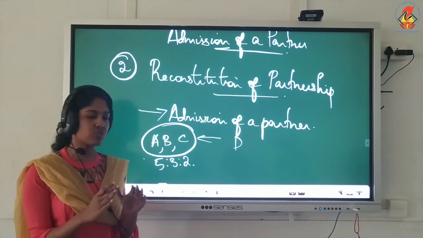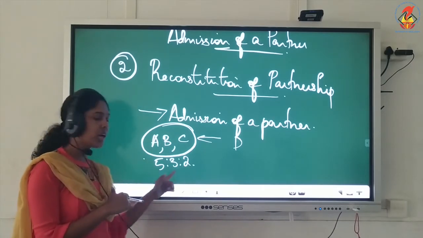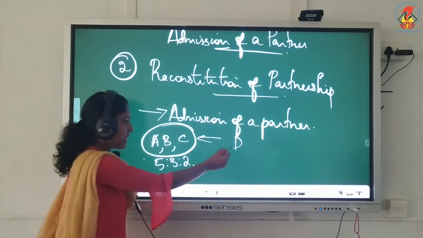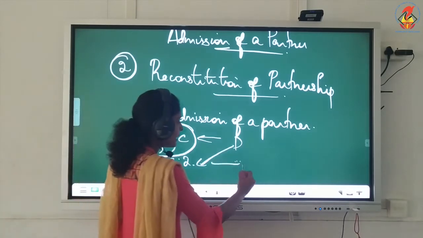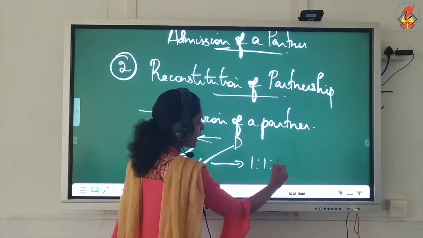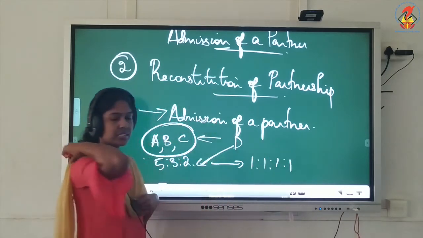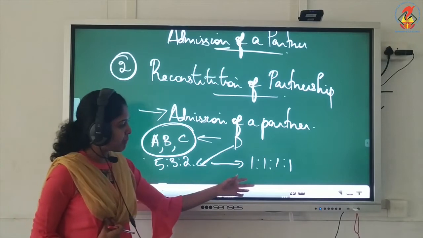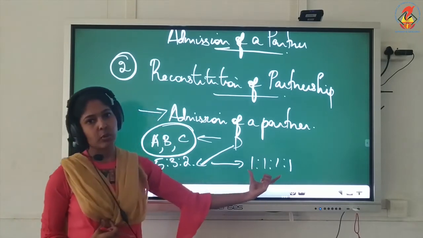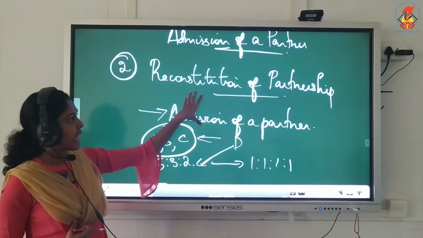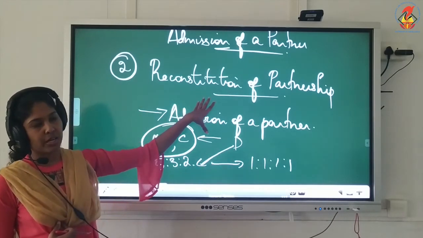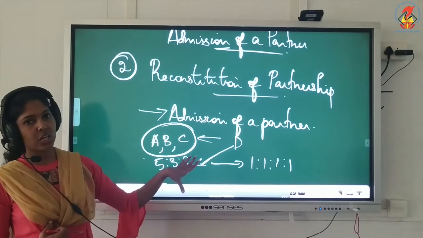Now, when they want to admit D into their partnership, will there be any change in this ratio? Yes, there should be a change in ratio because they can't continue with the same ratio. Now they will have to admit D's share also. So then they decided to share, suppose they decided to share equally between the partners. That is their decision. Suppose in the example, they decided to share equally. So now there is a change in ratio or there is a reconstitution of partnership. This is the meaning of reconstitution.